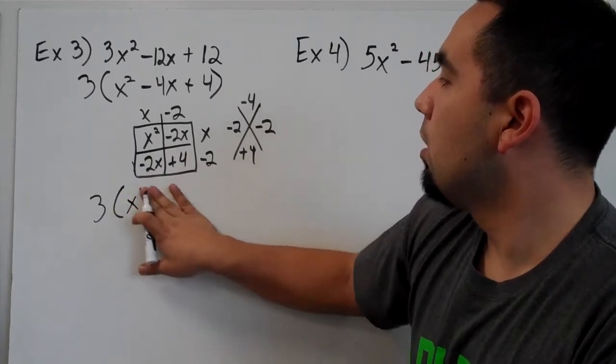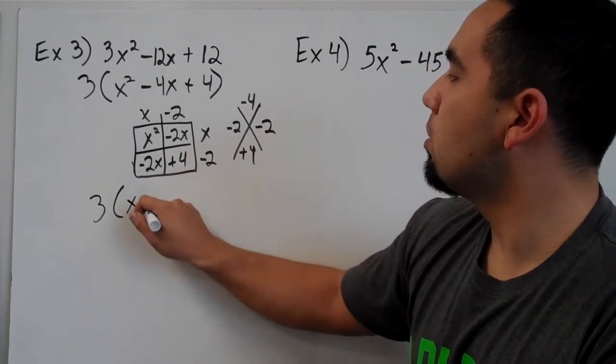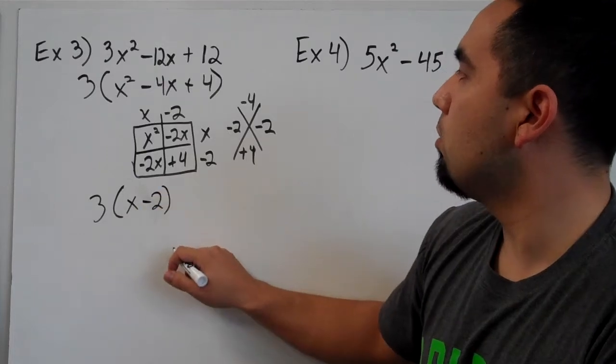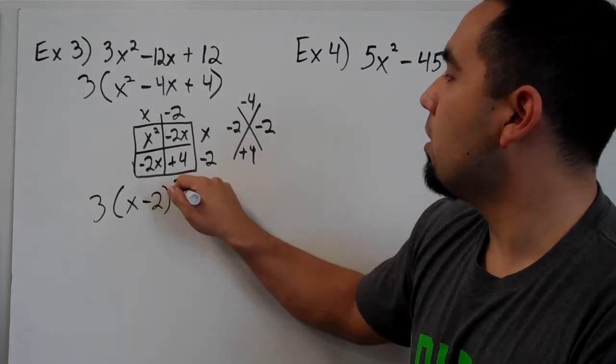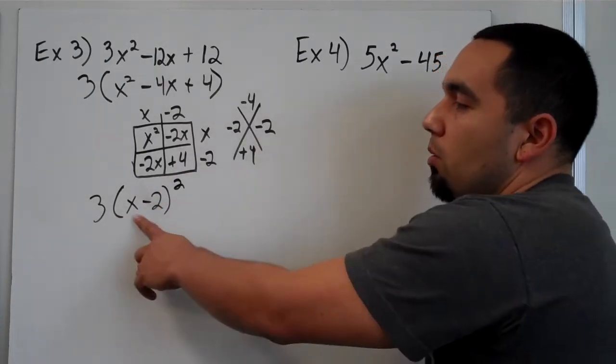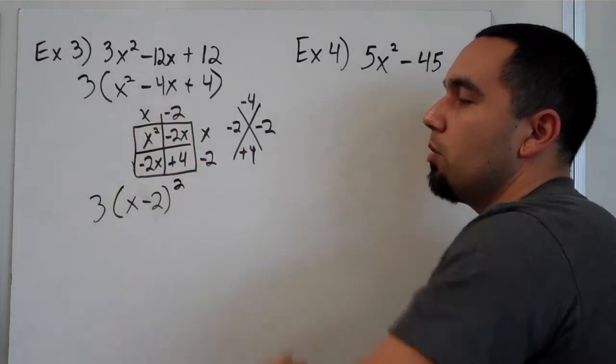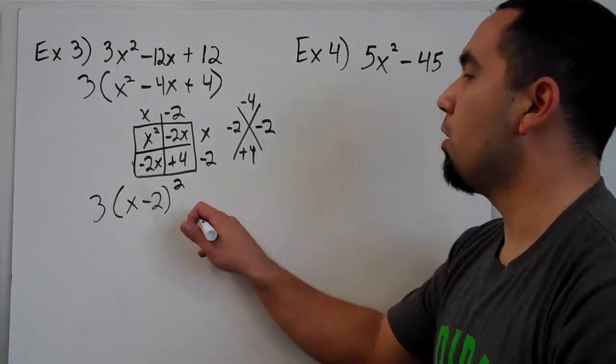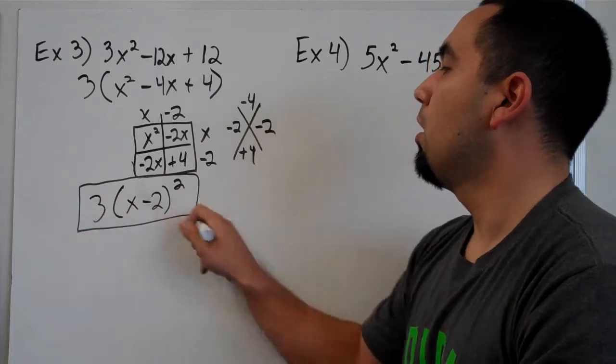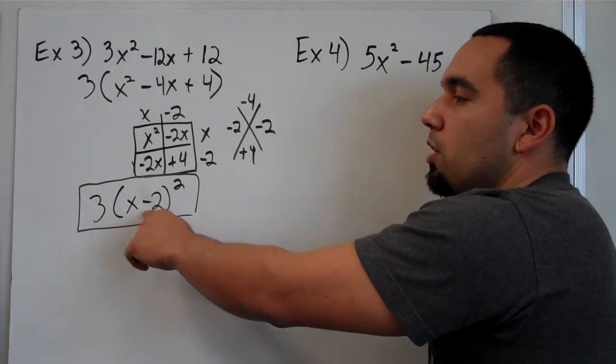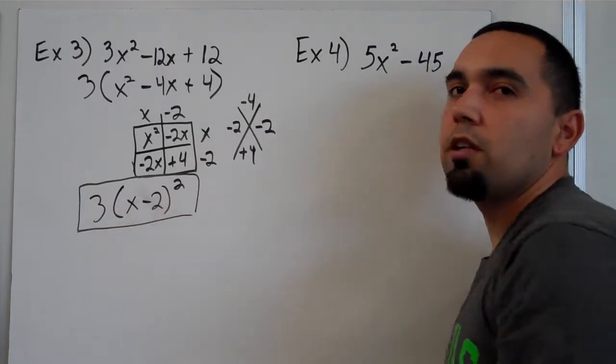So, oops, I started writing the other one. This should be 3 times x minus 2, and in this case I can write it squared, right? Because this is a perfect square trinomial. So this right here would be my answer. And if you want to, you can write it as 3 times x minus 2 times x minus 2.